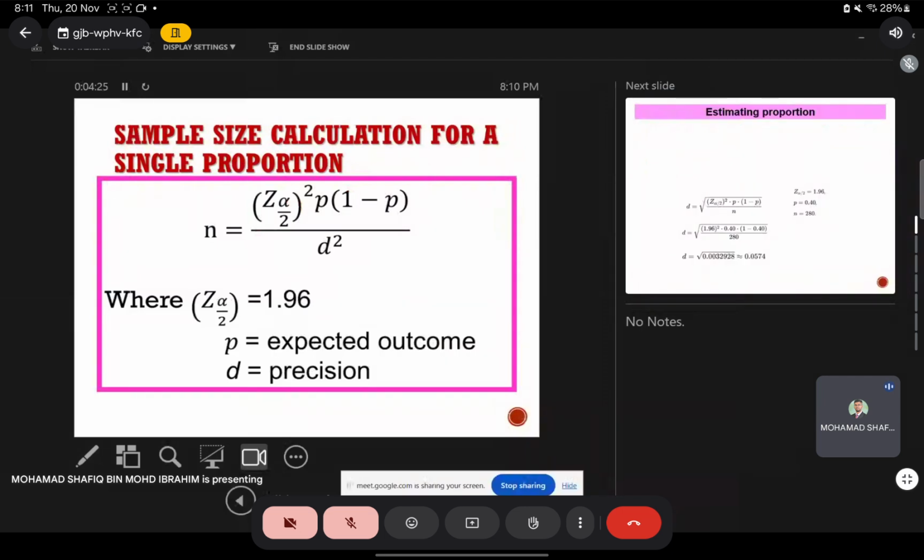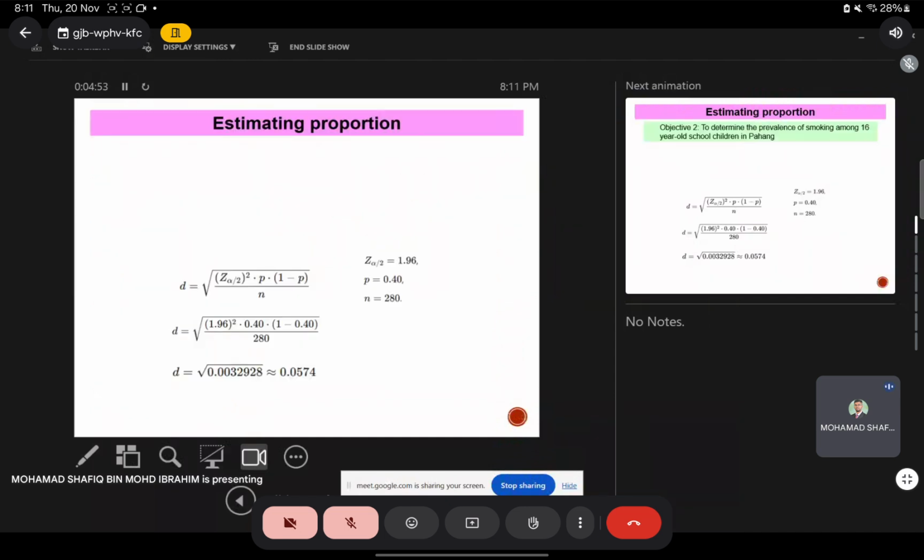So this one is for the sample size calculation for a single proportion. This is a formula where you have z alpha over 2 squared, times p times 1 minus p. So p is the expected outcome from the previous study, and divide by the precision squared. This will be for the single proportion.